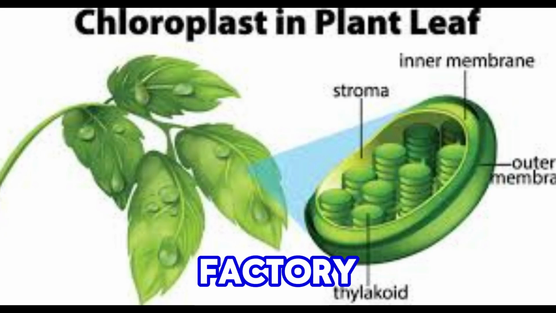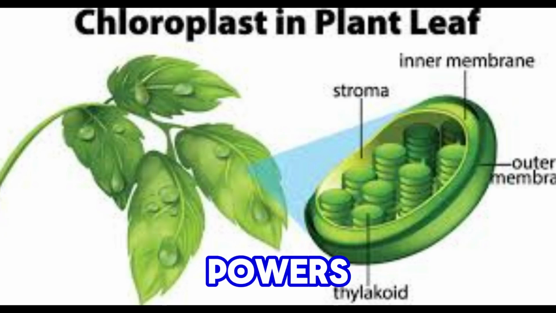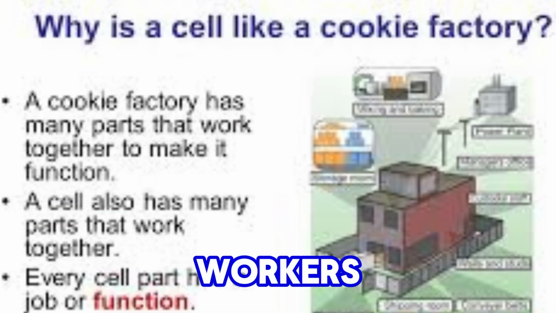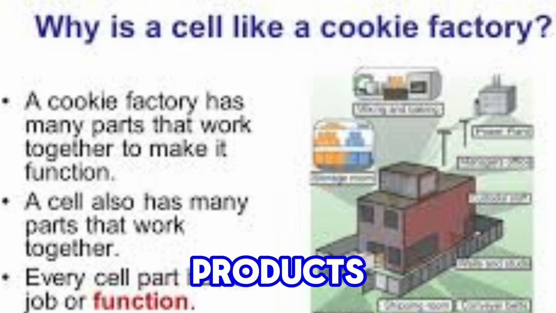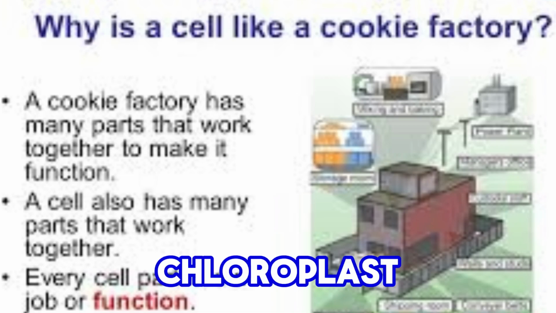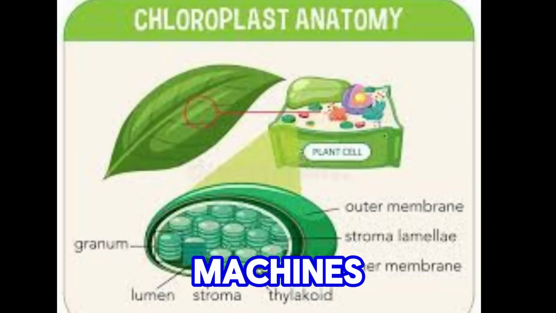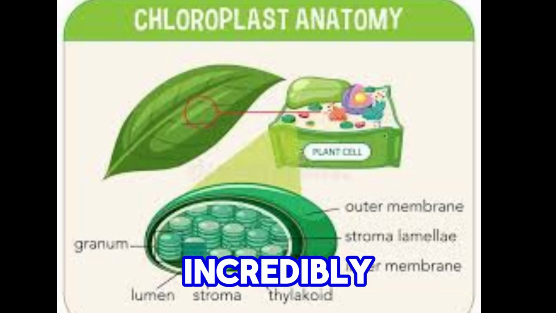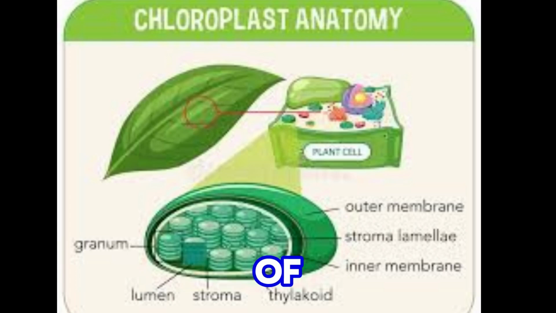Imagine walking into a factory. Raw materials enter. Energy powers the machinery. Workers transform the raw materials. And useful products come out. A chloroplast works in a surprisingly similar way. But instead of machines made of metal, it uses incredibly sophisticated biological molecules. And instead of electricity from a power station, it uses energy from sunlight.